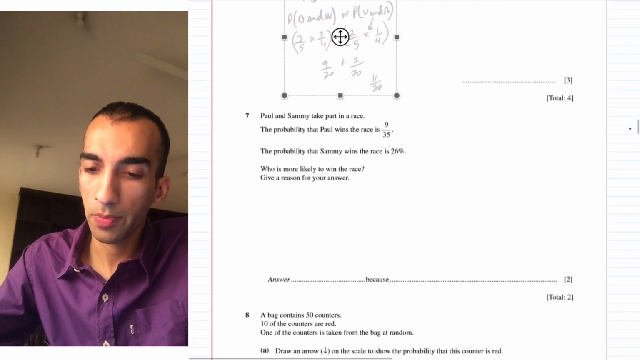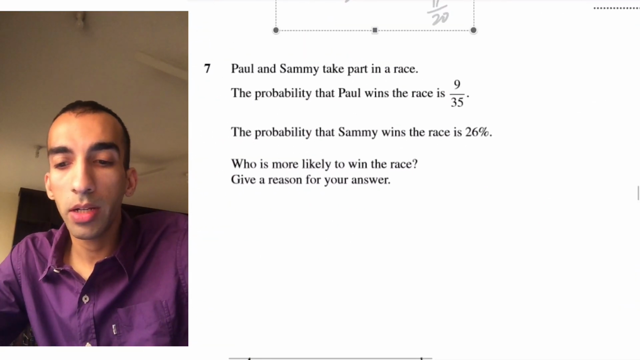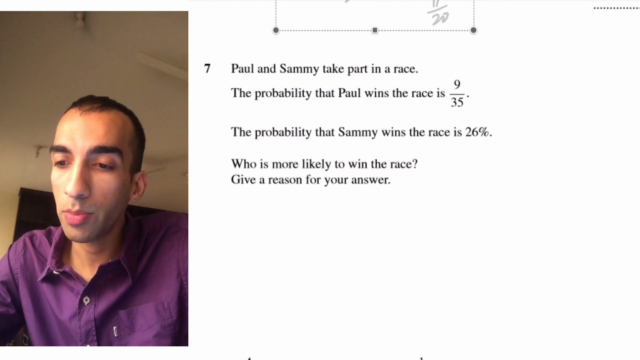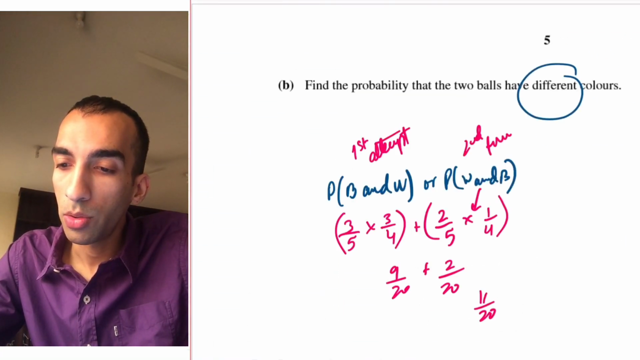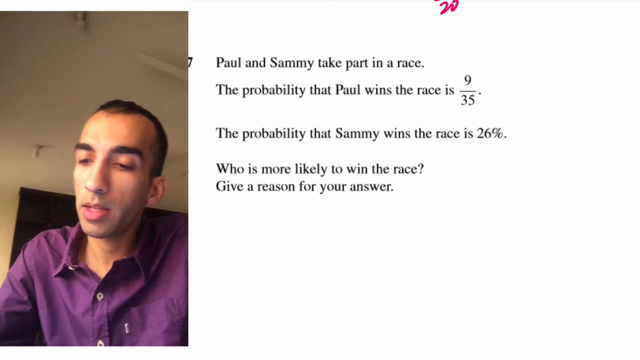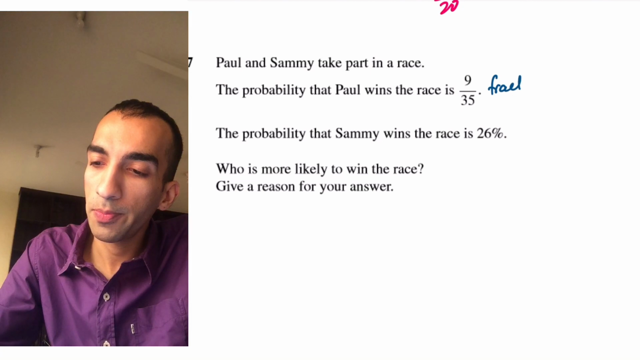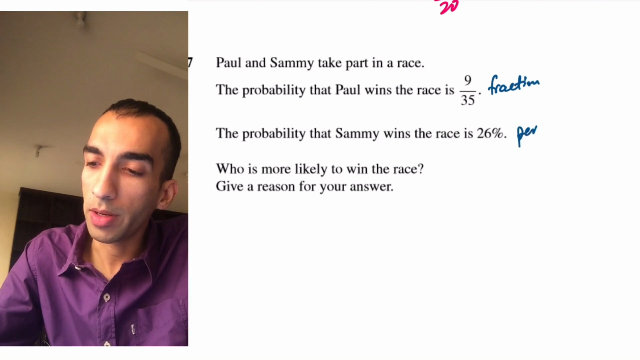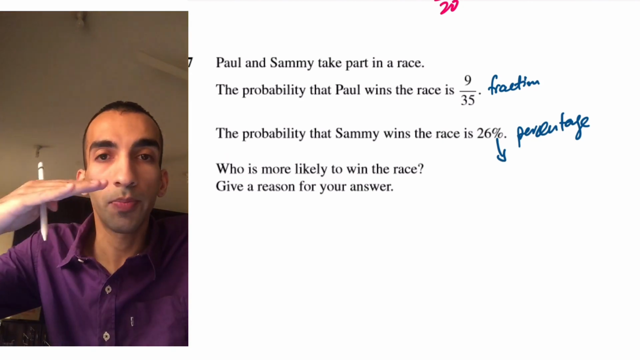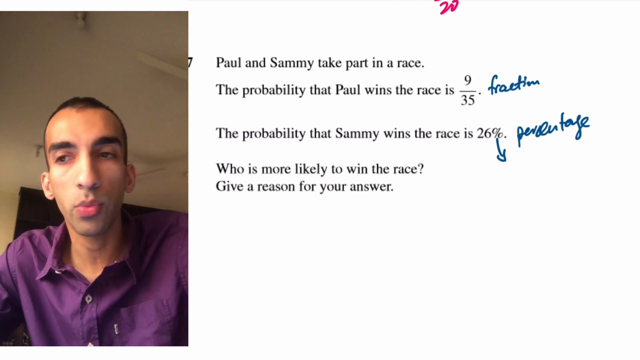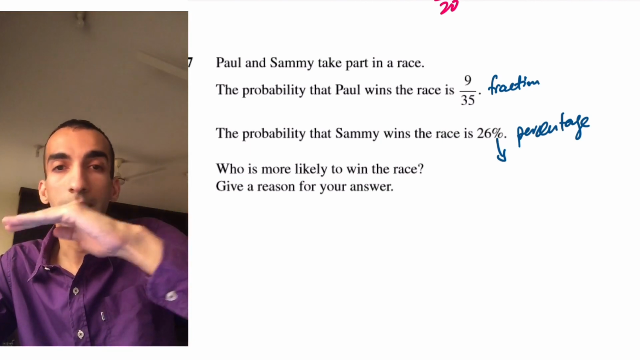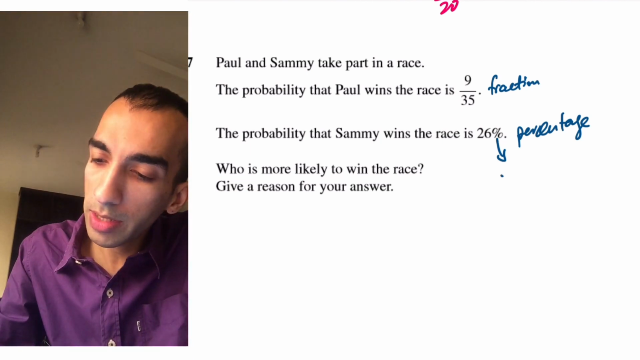Here it goes. Paul and Sammy take part in the race. Probability that Paul wins the race is 9/35. Probability that Sammy wins the race is 26%. The only thing that's a little difficult over here to visualize or compare is this is in a fraction format. This is in a percentage format. How do we change a percentage to a fraction? Percent means per, that is divided by a line. Whenever you write a fraction A over B, that divide line stands for per.